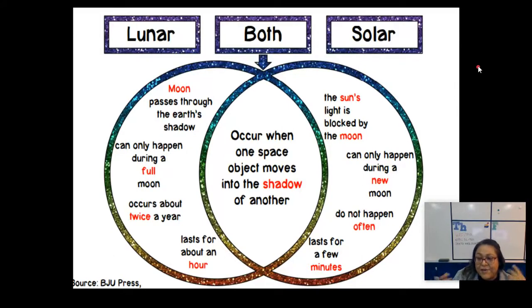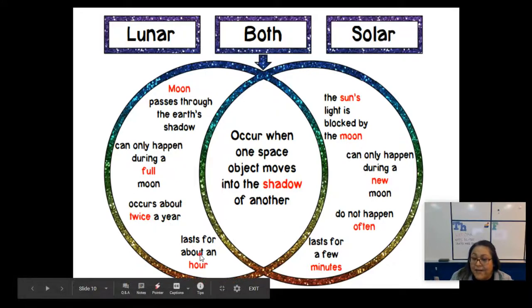So what are some things that they have in common and help us remember how they're different? So let's start with the middle portion. Both solar and lunar eclipses occur when one space object or celestial object moves into the shadow of another, right? We're blocking the view of Earth of a certain object, whether it's the sun or the moon. In the case of a lunar eclipse, where the Earth is blocking our own view of the moon, of the full moon that night, the moon passes through the Earth's shadow. Lunar eclipses can only occur during a full moon. Lunar eclipses occur about twice a year everywhere on Earth, and they last for about an hour.